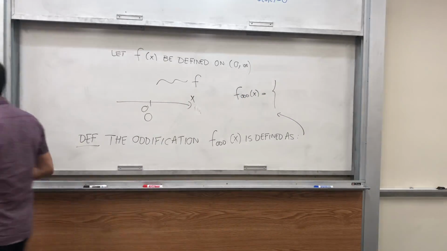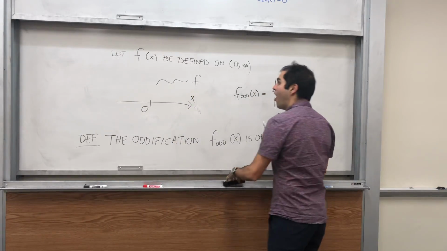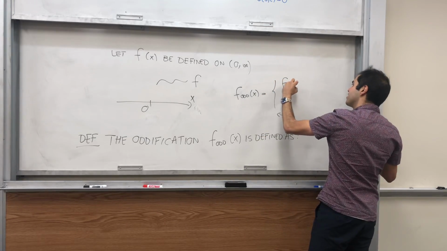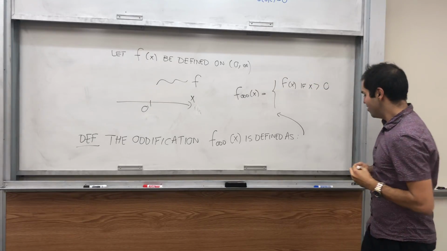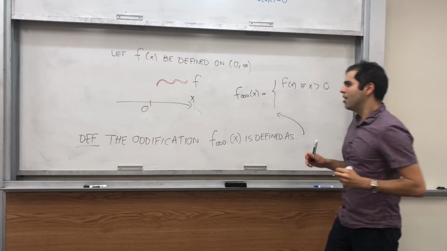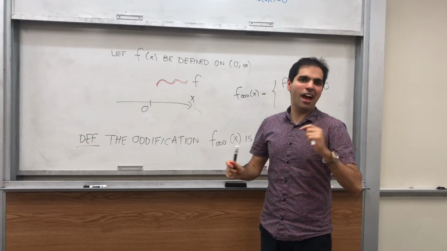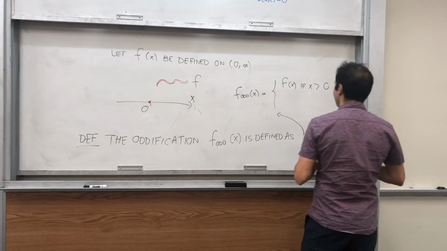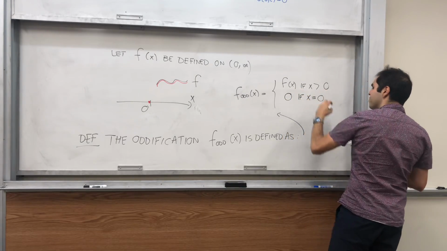from 0 to infinity, f_od is just f. Because it's an odd extension, it has to agree with f on the interval. So it's f of x if x is positive. So it looks like this. Moreover, at 0, remember odd functions at 0 have to be 0. So we define f_od of 0 to be 0. So it's 0 if x equals 0.